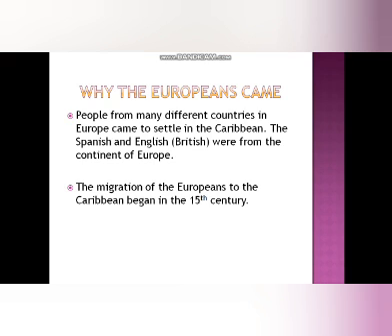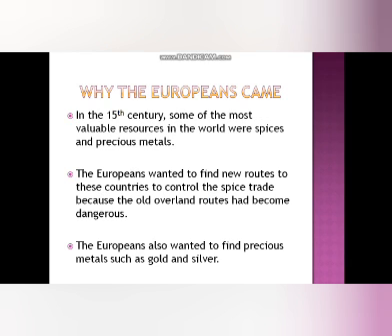So this is the real reason why the Europeans came to the Caribbean. So in the 15th century, some of the most valuable resources in the world were spices and precious metals. This is not the only reason, but this is one of the reasons why they came. And we know that in the olden days, in the 15th century, they never had any refrigerator like us. They were not as fortunate as us, who have refrigerators now, right? So we can actually preserve our meat by putting it in the refrigerator, and it doesn't spoil, right?